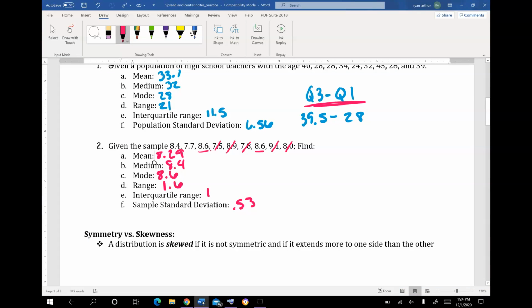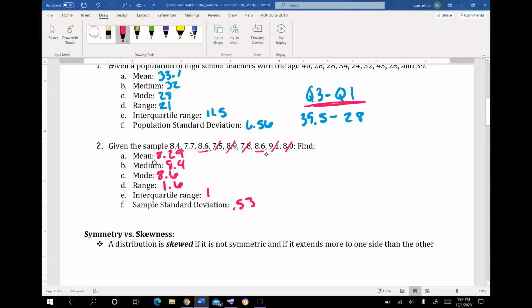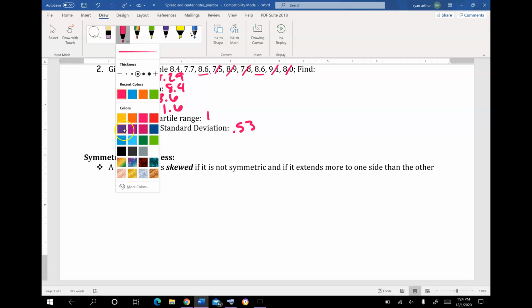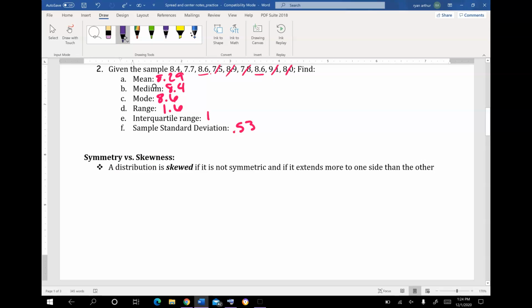Okay? All right, so the next we're going to talk about a few things. All right, so we're going to talk about symmetry versus skewness. A distribution is skewed if it is not symmetric and it extends to more on one side than the other. So you can have two types of skewedness, okay? You can have a skewed right. So we're going to do the bell curve, which you're going to learn more about tomorrow. But a skewed right would mean that its right side is going to have a tail on it.